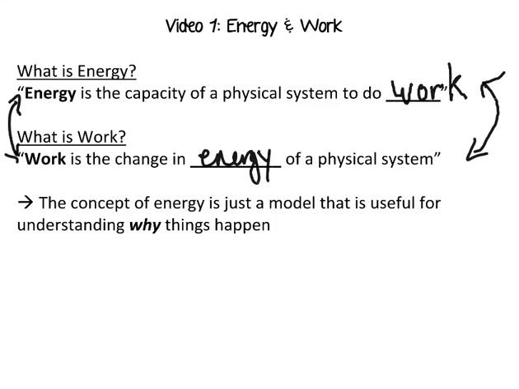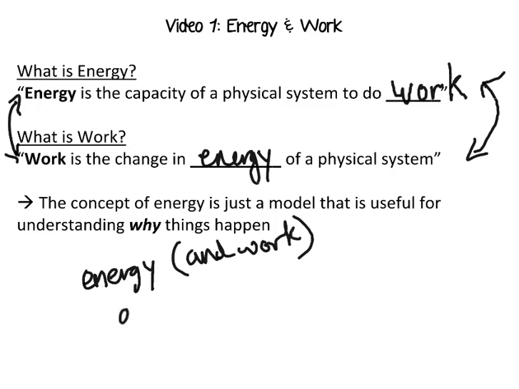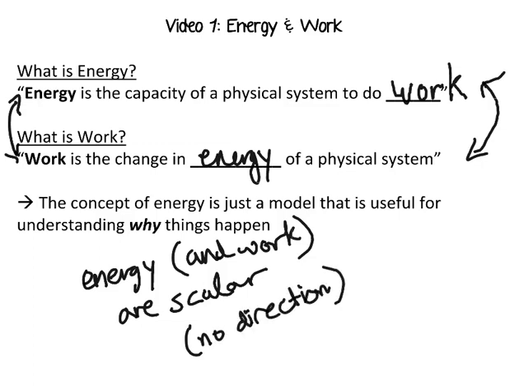It turns out that energy is just a really hard thing to define. What energy is really just a model that's useful for explaining why things happen and understanding why they happen and making predictions. But it's really hard to pin it down. A few things we need to know about energy is that energy and also work are scalars. So that means they have no direction to them, right? A vector would have a direction, but a scalar has no direction.